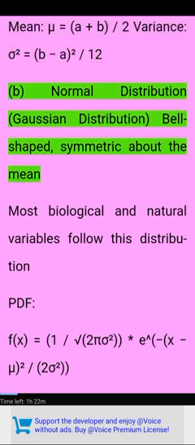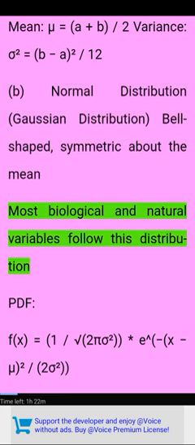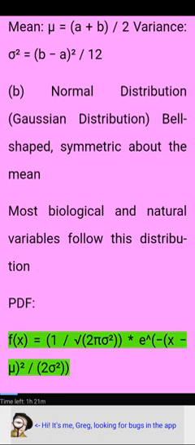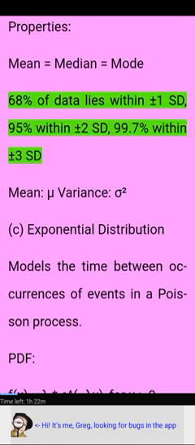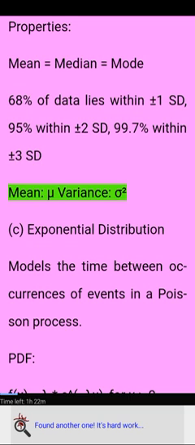B. Normal distribution (Gaussian distribution). Bell-shaped, symmetric about the mean. Most biological and natural variables follow this distribution. PDF: f(x) equals 1 divided by (sigma times the square root of 2 pi), times e^(minus (x minus mu) squared divided by 2 sigma squared). Properties: mean equals median equals mode. 68% of data lies within plus or minus 1 SD, 95% within plus or minus 2 SD, 99.7% within plus or minus 3 SD. Parameters: mean mu, variance sigma squared.